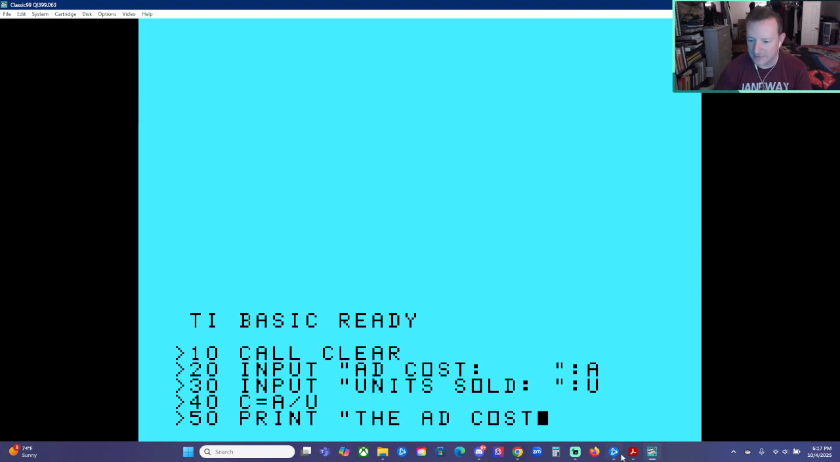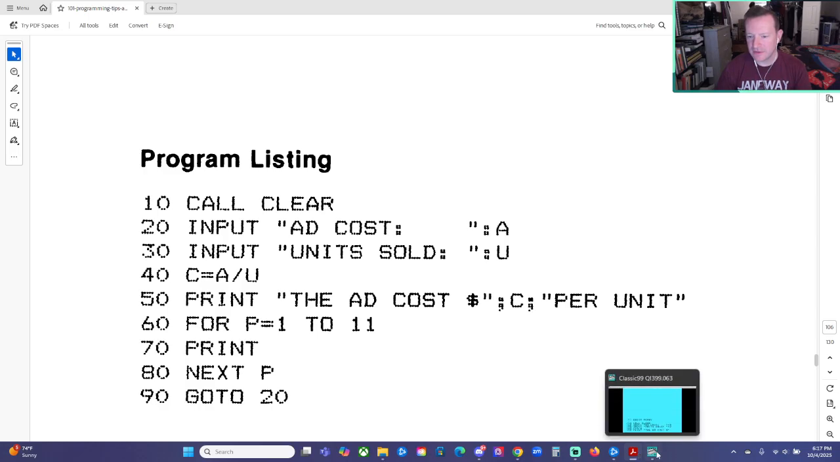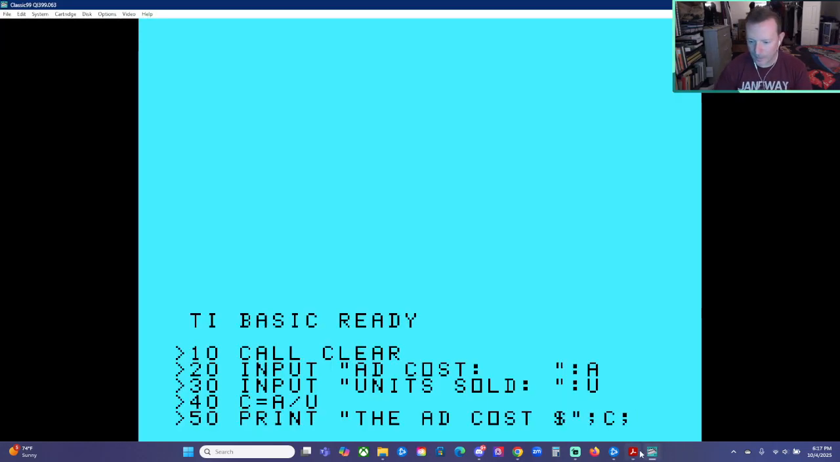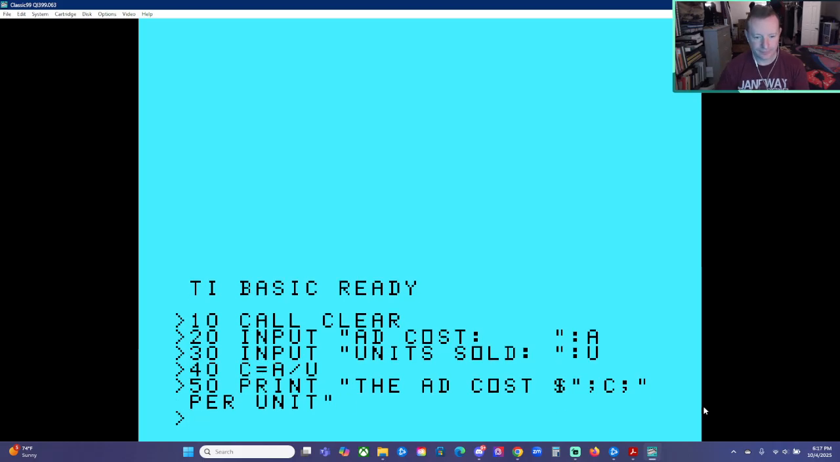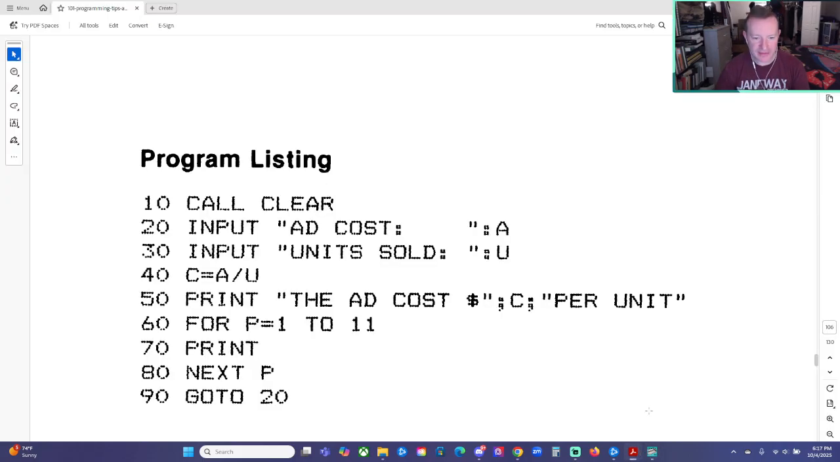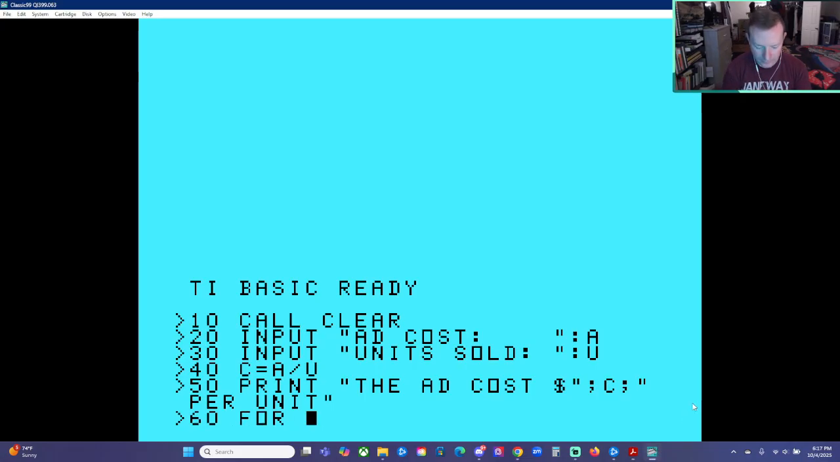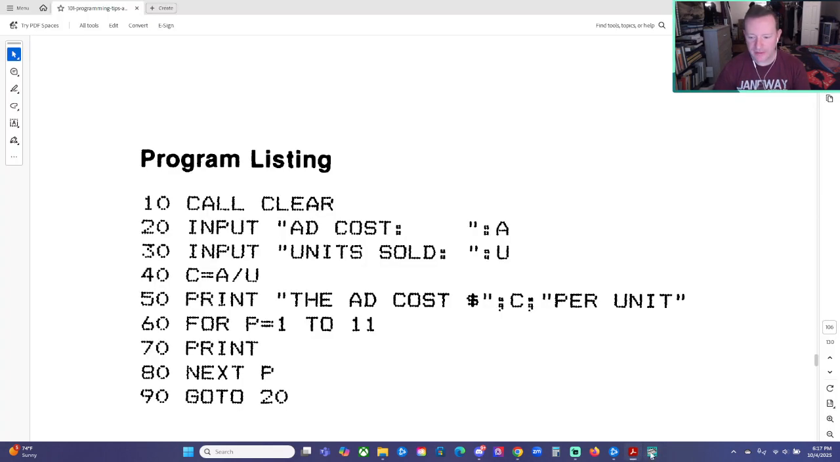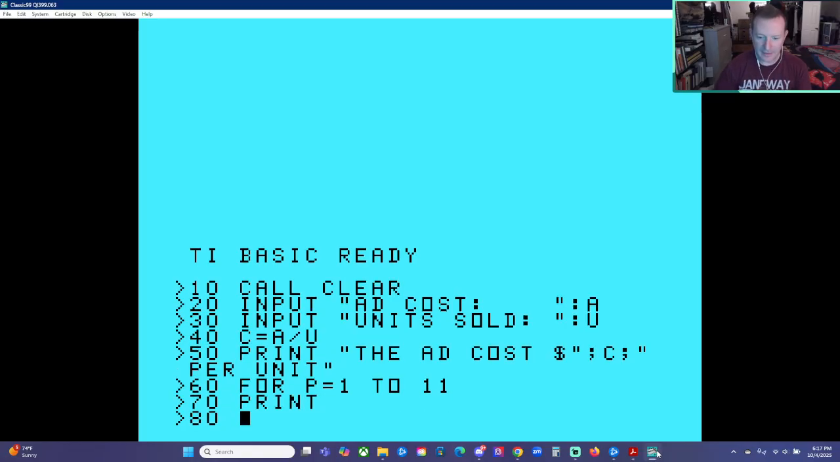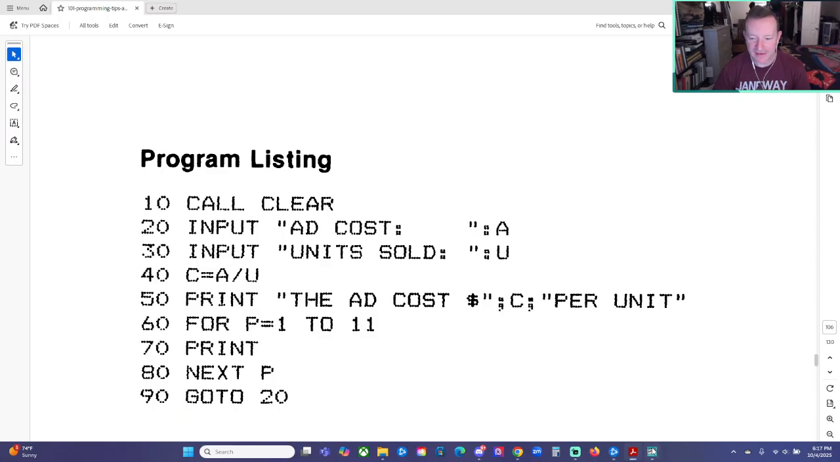Okay, 50, print the ad cost. The ad cost. It's like we have space, $, end quote, semicolon, C, semicolon, quote per unit, end quote. 60 for P equals 1 to 11. 70, print. 80, next P. All lines 60 through 80 do is a for next loop that gives you 11 empty print lines, just to bump everything up on the screen a little bit. And finally, 90 go to 20.